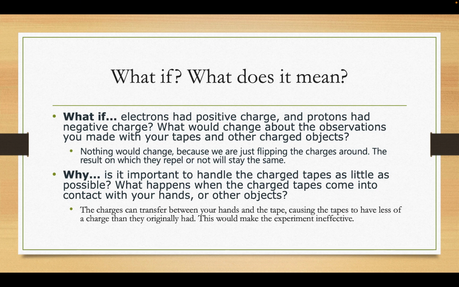Why is it important to handle the charged tapes as little as possible? What happens when the charged tapes come into contact with your hands or other objects? Well, the charges can transfer between your hands and the tape, because if they come in contact, we can have a transfer of electrons between the two systems. This could cause the overall charge to become less positive on the tapes, which would alter our experiment and make it ineffective. We tried to keep this to a minimal extent, but this could also be an error in the experiment.